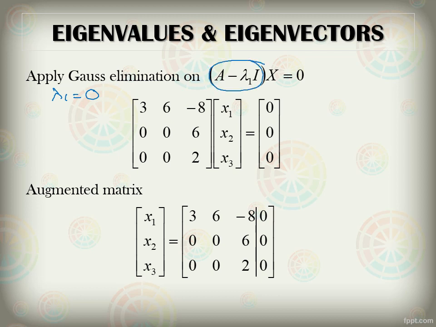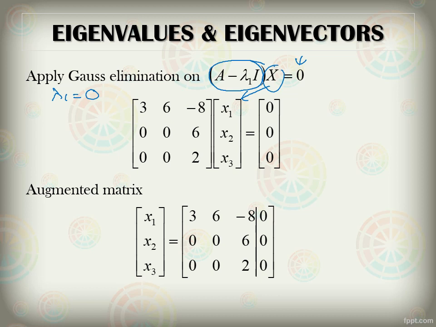After we solve this, when we substitute our lambda 1 equal to 0, we just basically get our matrix A back. And our x here is x1, x2, x3. This is just defined by you; you can use other variables as well. And then remember, this is equal to 0, so all the right hand side vectors are 0.